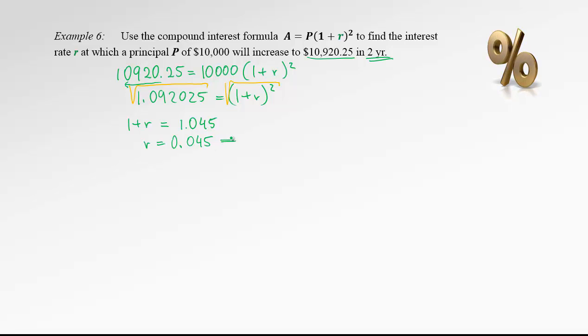This is the interest rate given as a number. If we convert it to a percent, we have 4.5%. We move the decimal dot 2 places to the right. So the interest rate used in this situation was 4.5%.